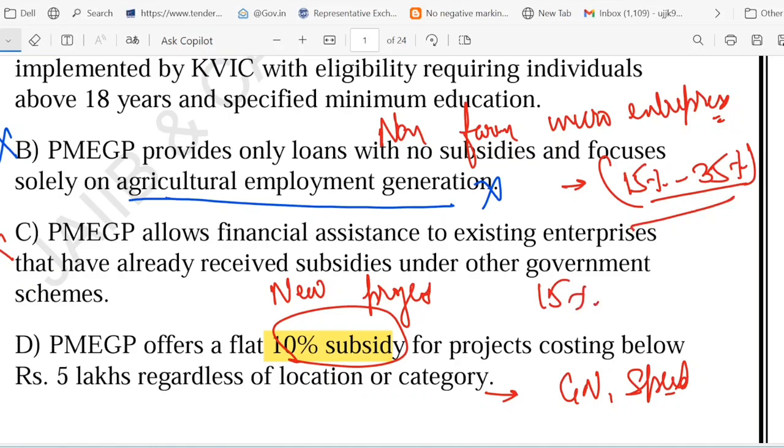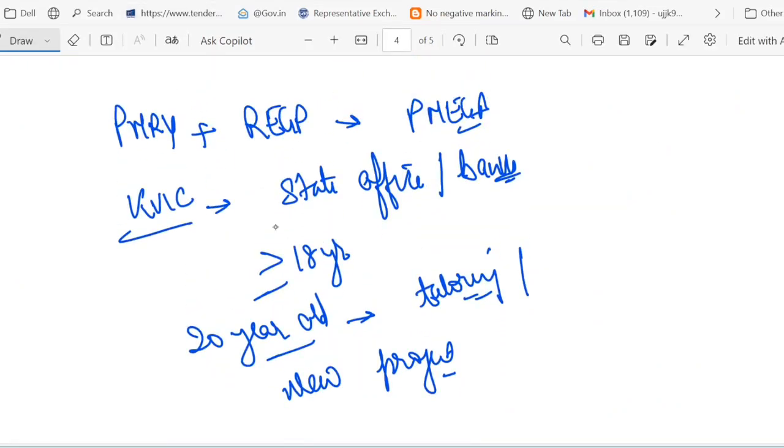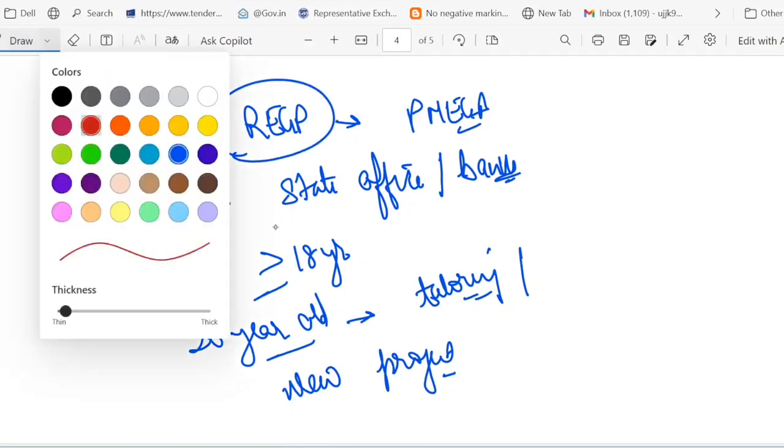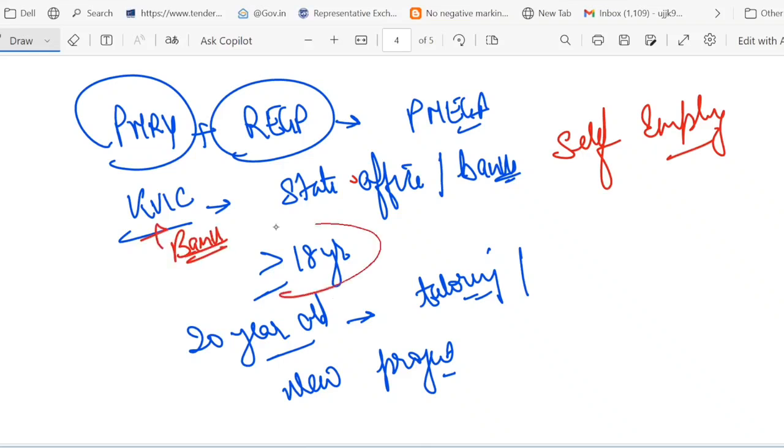Right, so let's take a quick summary of what we have discussed here. This is all about PMEGP. It is a merger of two schemes, PMRY and REGP. The second point is that the focus is to create self-employment. Then I told you it is implemented by KVIC plus banks. Eligibility is 18 years or more, plus minimum education.